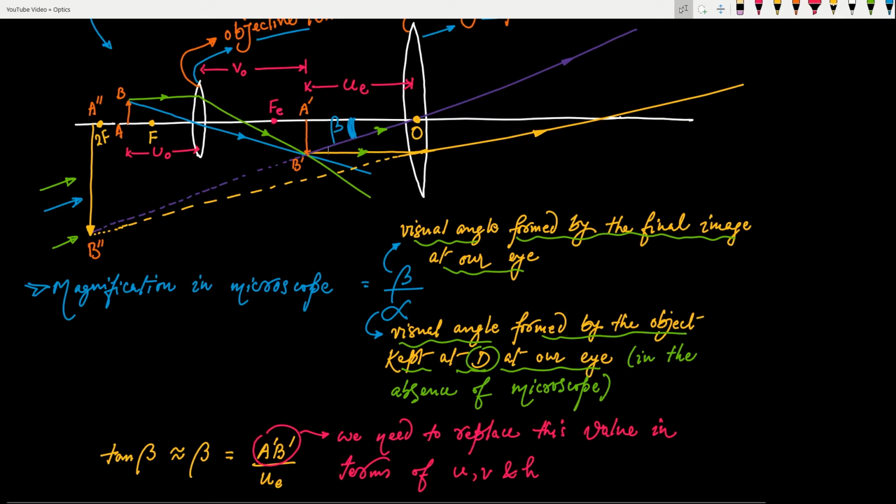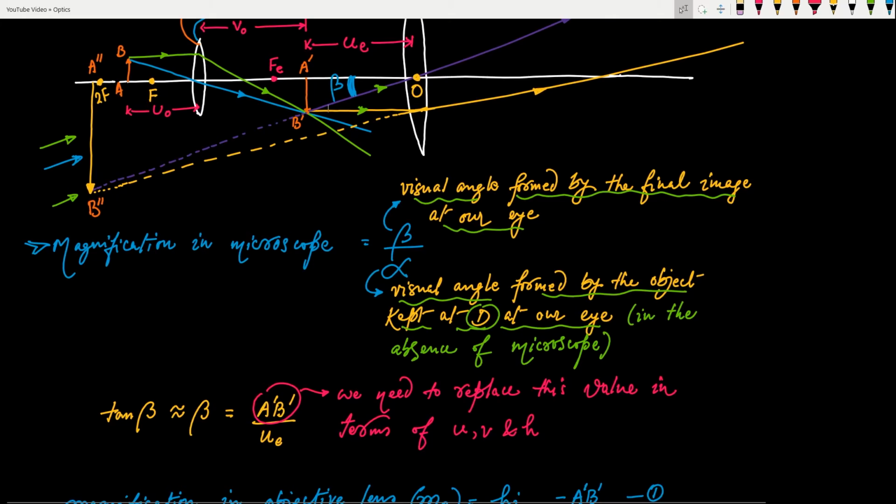Now, if this is beta, we need to find beta by using the concept of tan beta. Now, tan beta can be written as beta because the object is very small. A dash B dash will be very small because we are magnifying a small object. If A dash B dash is small, then beta will be small, and therefore you can write that tan beta is equal to beta, according to mathematics, is equal to A dash B dash divided by UE. Now we know that tan theta is equal to perpendicular by base. The perpendicular here is A dash B dash. If you look carefully here in this diagram, this is our perpendicular. Let me pick another color, and this is our base.